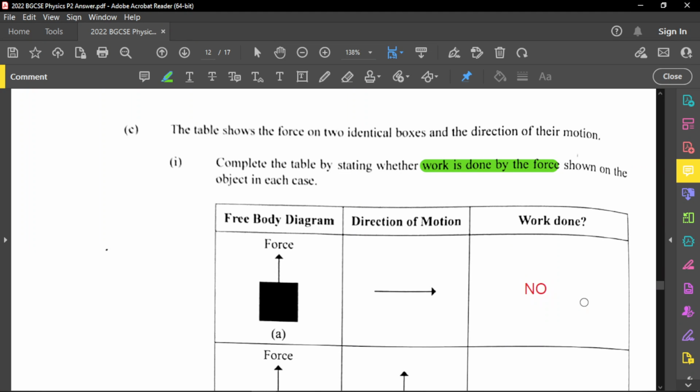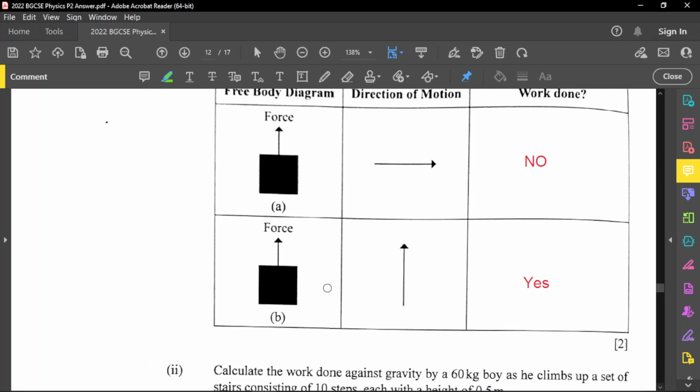All right? For work to be done by the force, it must go in the same direction. And so for diagram B, the force is acting upwards, the motion is also upwards, so therefore this motion is created by this force, hence this force is what is causing the work. So work is done at this point.